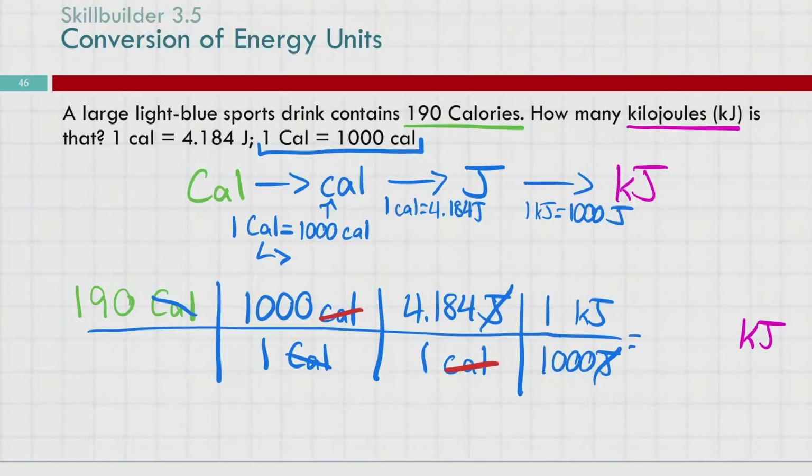There's another fun thing we can do. We've got 1,000 on the top. We've got 1,000 on the bottom. We can make those cancel out too. You don't have to, but it means that you don't have to press as many buttons on your calculator. So we do 190 times 4.184, and it's 794.96.